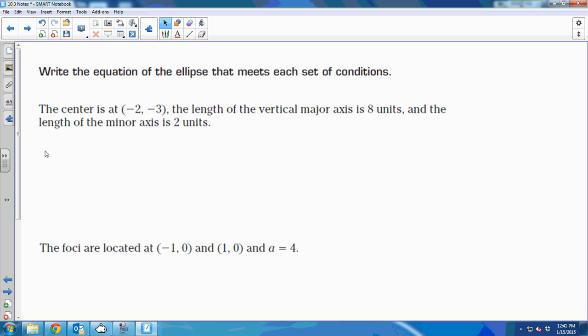Alright, so I have 3 examples to do with you first before I give you a new definition, and then we'll do the last one. So there's only 4 examples today. All of these are a little bit different.